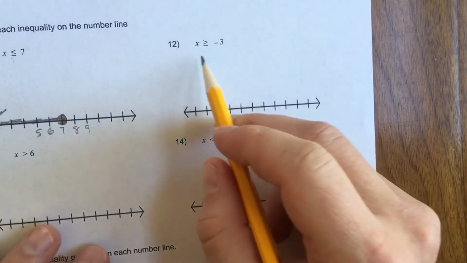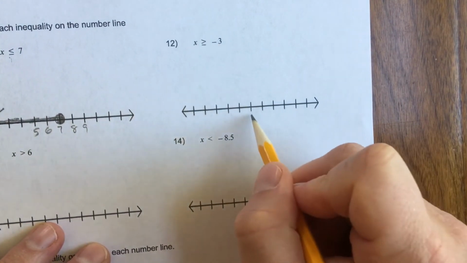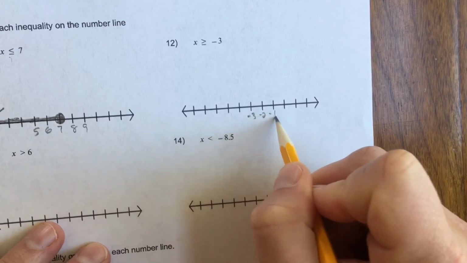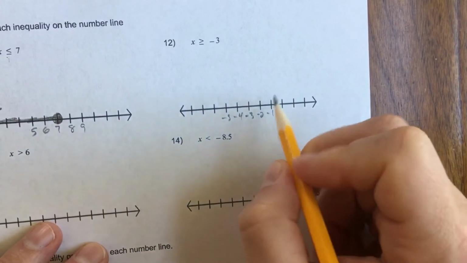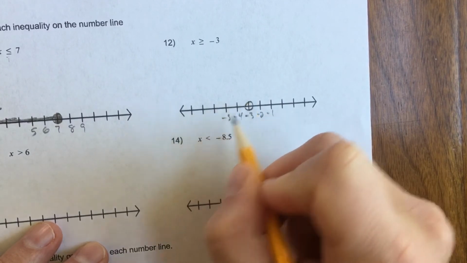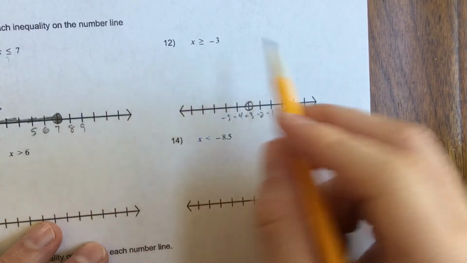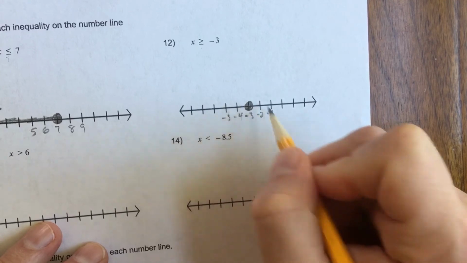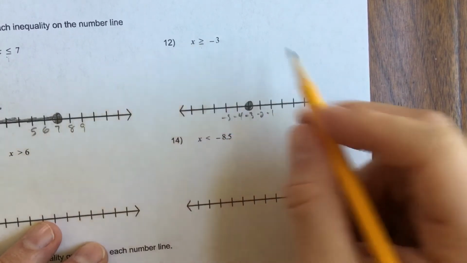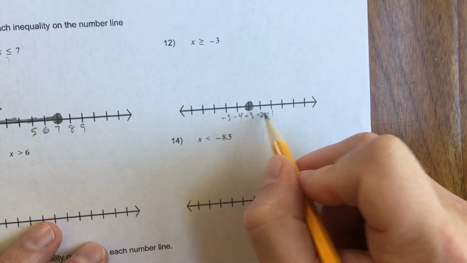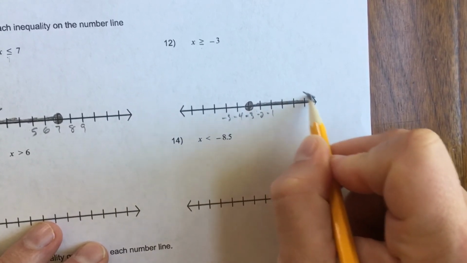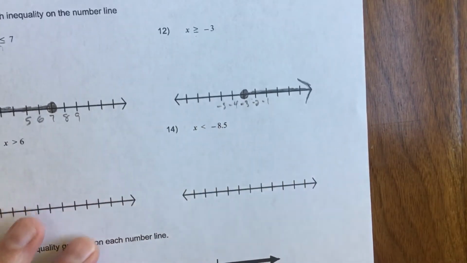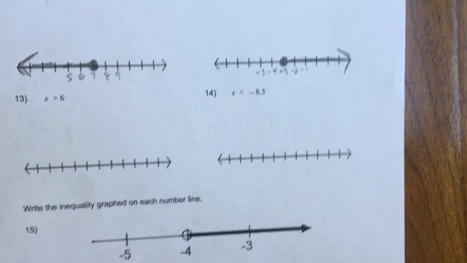For number 12, x is greater than or equal to negative 3. Again, I'm going to put in negative 3. Numbers smaller this way, numbers bigger that way. I'm going to circle the negative 3. Now this says that we could equal it, so I'm going to fill that in. And I want numbers greater than negative 3, which would be negative 2, negative 1, 0, numbers to this side. So I highlight that. That's how I graph that.